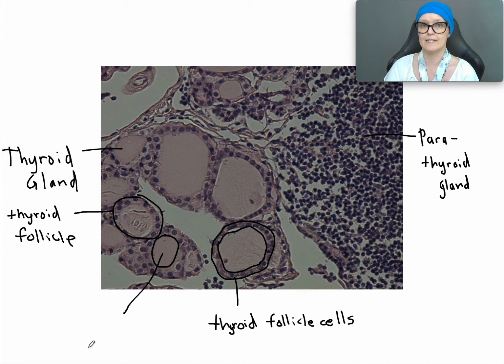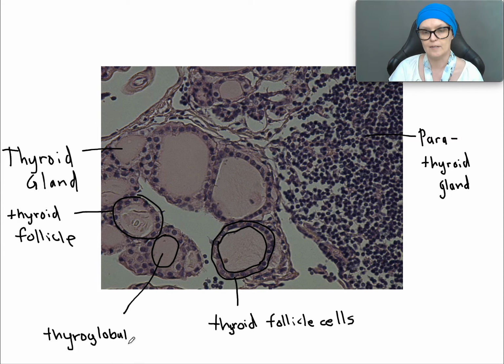technically the fluid inside is called colloid, but the stuff in the colloid that we care about is the thyroglobulin. Thyroglobulin. And you're going to see this glob a lot, and it's like glob, like globe, and it means spherical. It's a round protein.